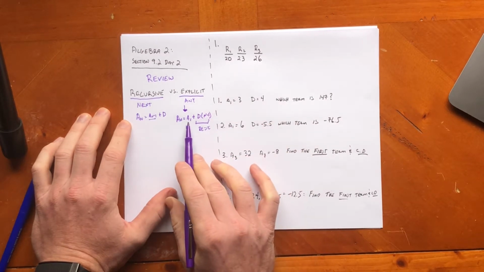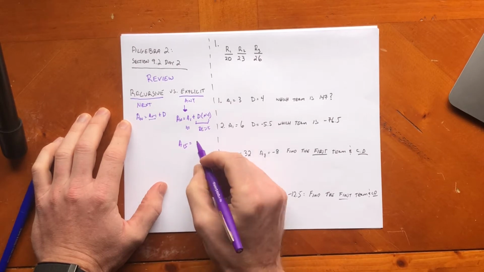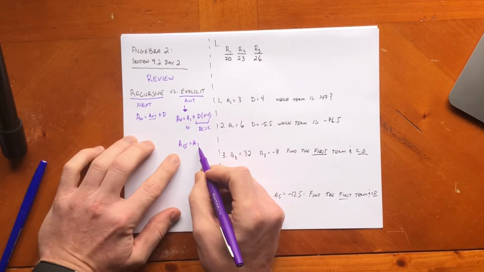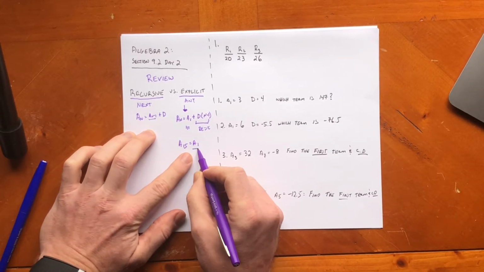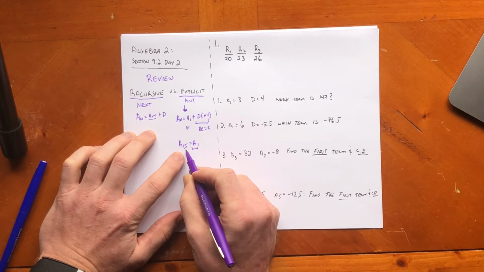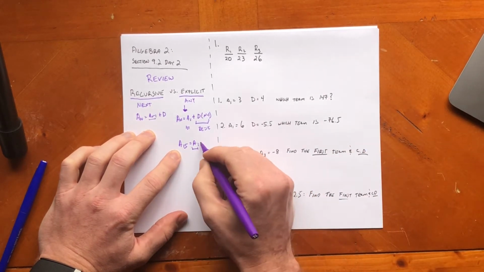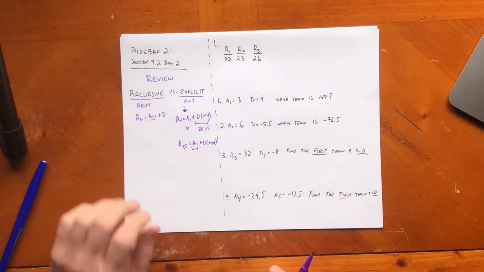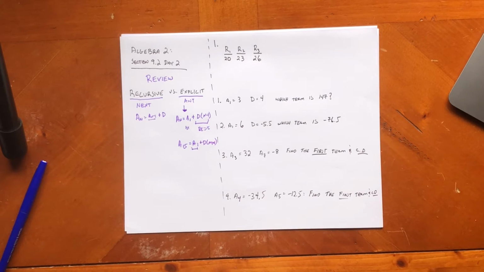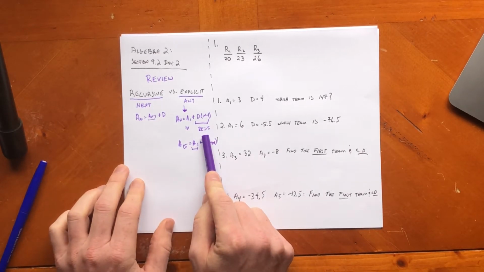Because here, let's say I wanted to find a sub 15. Well, if we find a sub 15, we take a sub 1. How many other terms do we have besides this term right here? This is the first term, and then we have 14 more terms in order to get to the 15th term. So it would be plus d times 14. Right? So if you think about it that way, it's the first term plus the rest of the terms.